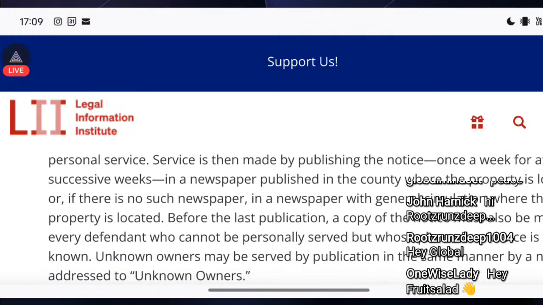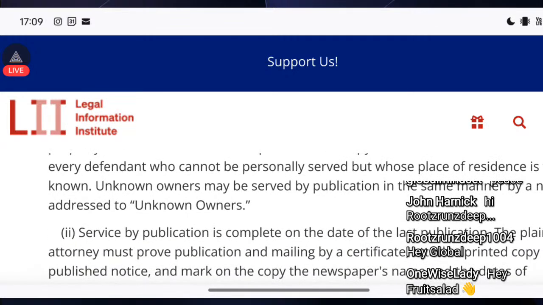Service is then made by publishing the notice once a week for at least 3 successive weeks in a newspaper published in the county where the property is located, or if there is no such newspaper, in a newspaper with general circulation where the property is located. Before the last publication, a copy of the notice must be mailed to every defendant who cannot be personally served, but whose place of residence is then known. Unknown owners may be served by publication in the same manner by a notice addressed to unknown owners.